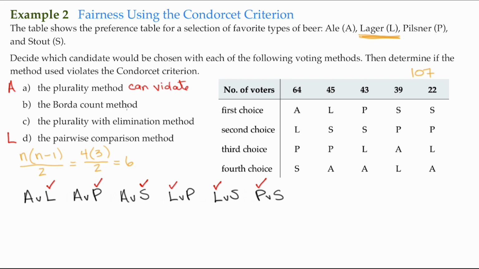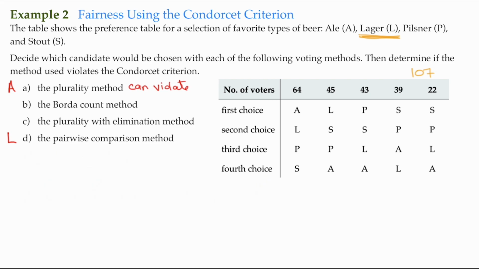Let's try the Borda count method. For the Borda count method, we assign points to the rankings here. I'll give 4 points for first, 3 for second, 2 for third, and 1 for fourth. Then we go through and count up how many first choice votes each candidate has and assign those points to it. So we'll start out with Ale. Ale has 64 right here, so we'll give 4 points times 64.